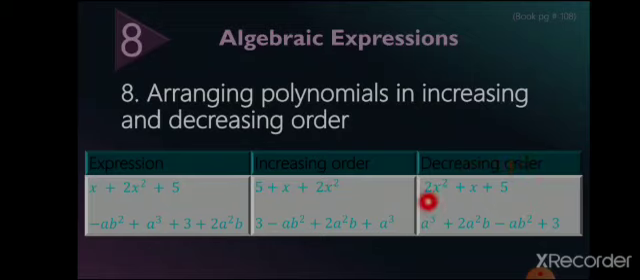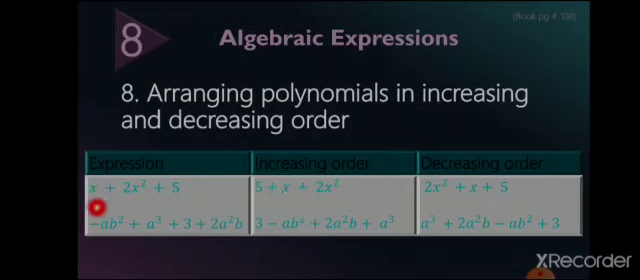We have to write the greater one in the first place, and then we have to move forward. Okay, 2x square means x has the power 2. We have written it first because it's the higher one, then x raised to power 1, and then here the power of x is 0.